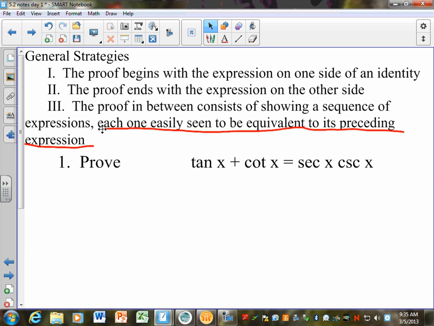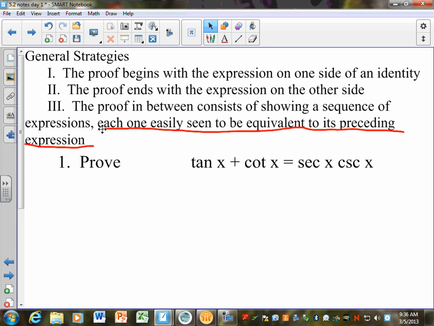So for me, I'm going to pick this side just because I like this side. And I always feel like if they give me addition, maybe I could get a common denominator and I could turn it into multiplication. Like I feel like there's more to do with addition than there is to do with multiplication. So I picked the more complicated side to work with. And then I just want to say, what could I do to simplify this?